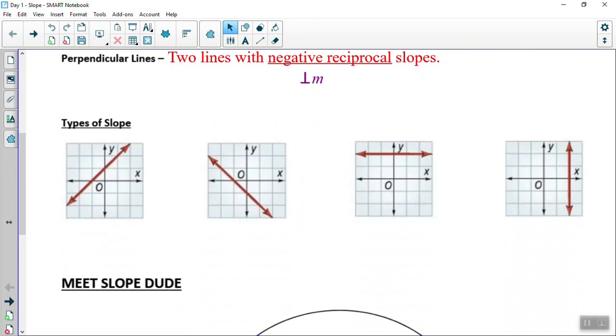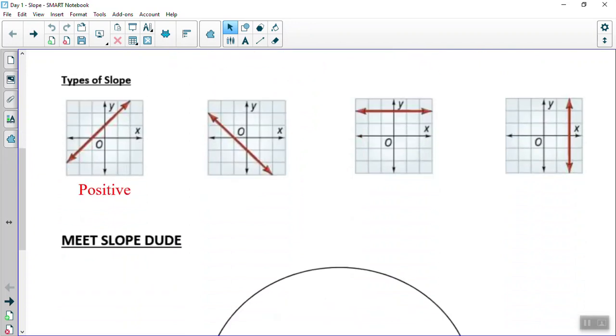All right, our types of slopes. We have a positive slope when it goes up and to the right, negative slope when it goes down and to the right, a zero slope when it's a horizontal line, and when we have a vertical line, we call that an undefined slope.